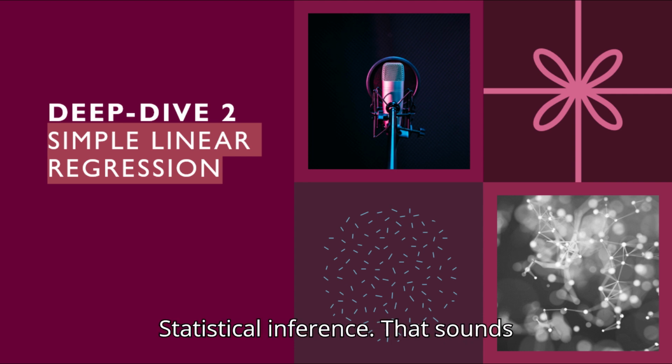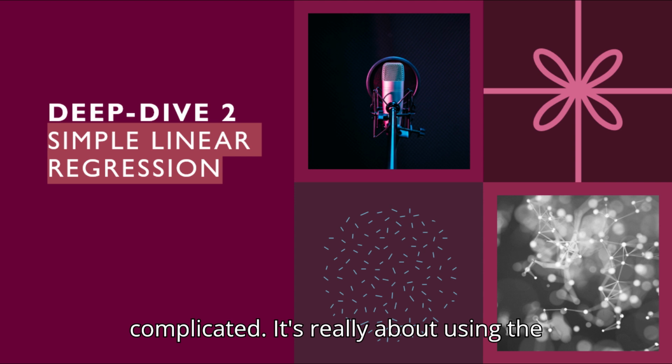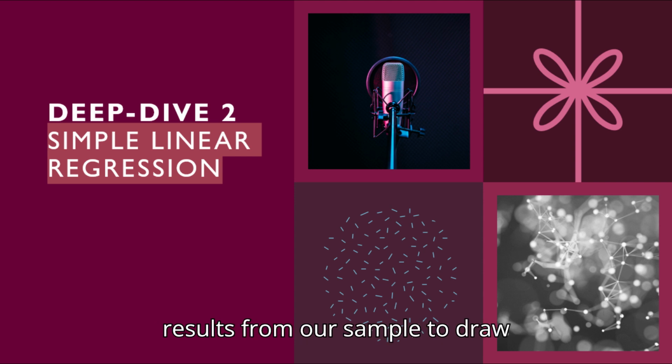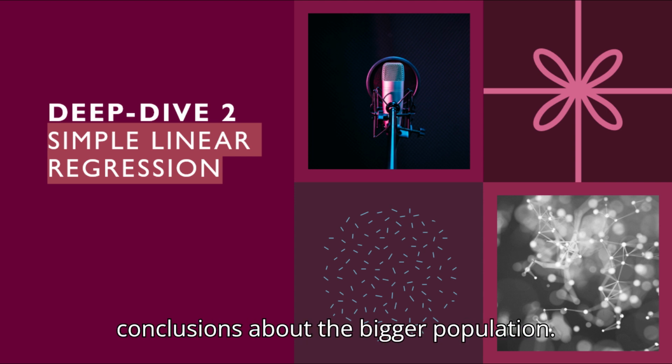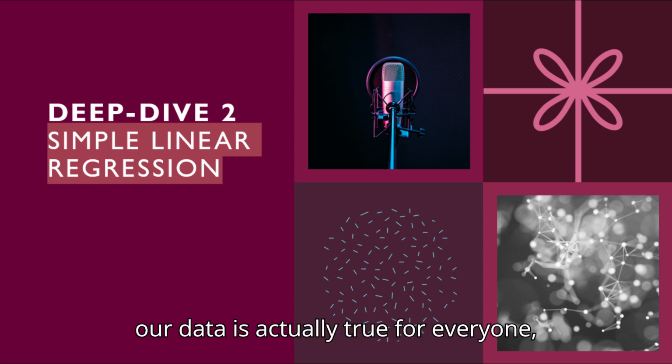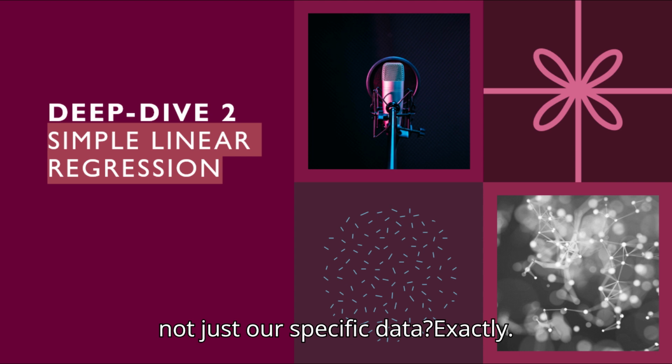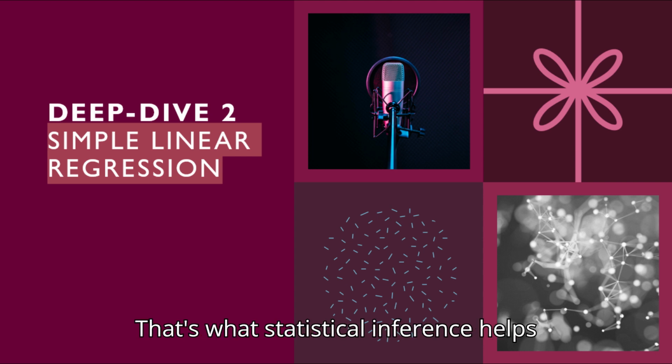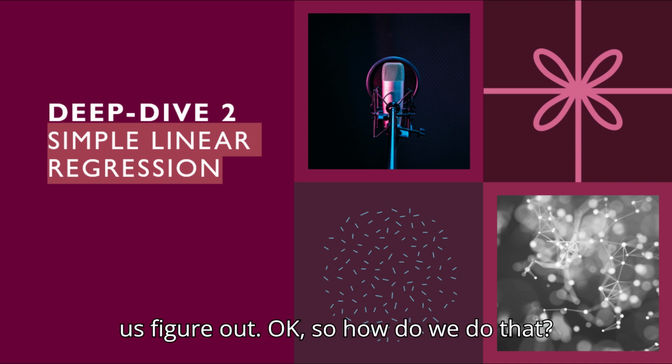Statistical inference. Statistical inference. That sounds complicated. It's really about using the results from our sample to draw conclusions about the bigger population. Like, how do we know if what we found in our data is actually true for everyone, not just our specific data? Exactly. That's what statistical inference helps us figure out. Okay, so how do we do that?